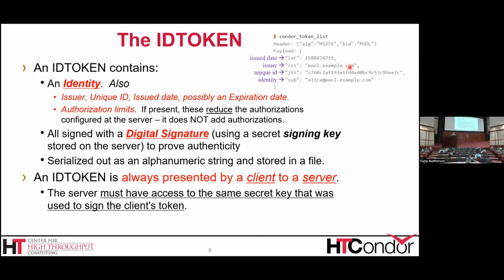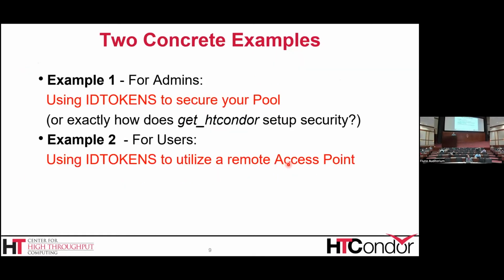All of these attributes are then signed with a digital signature. And in order to sign it with a digital signature, that uses a secret signing key that's stored on the server where HTCondor is running, and the digital signature proves authenticity. The ID token is serialized out as a string, and then you typically store it in a file. And an ID token is always presented by a client to a server. So it's not mutual authentication, right? You're a client, maybe you're running a tool, you present a token to a server, and now the server knows who you are.